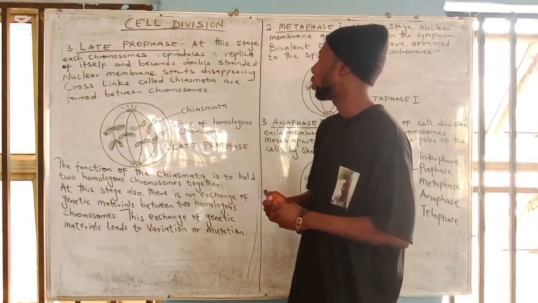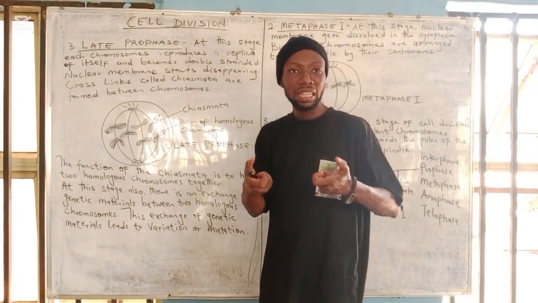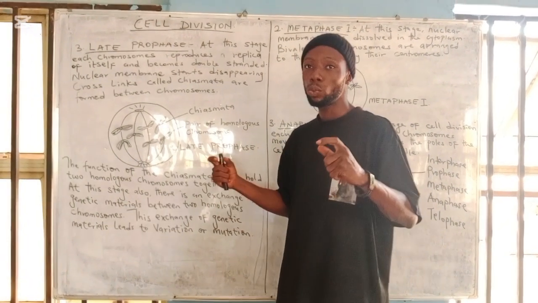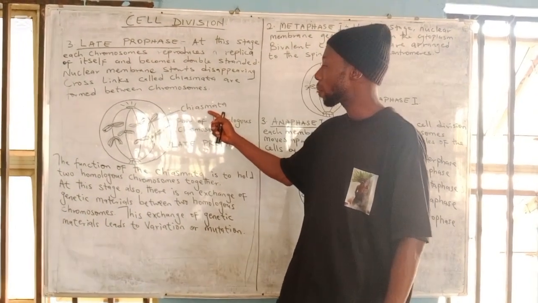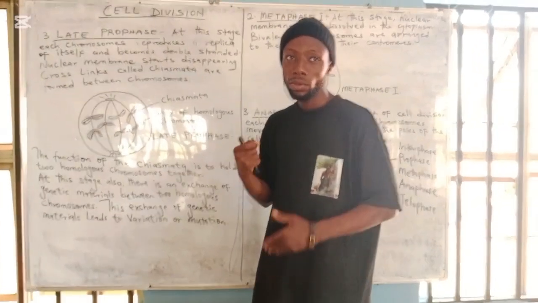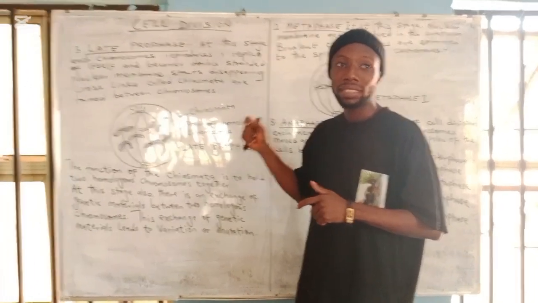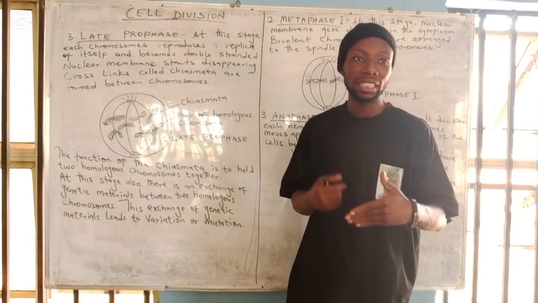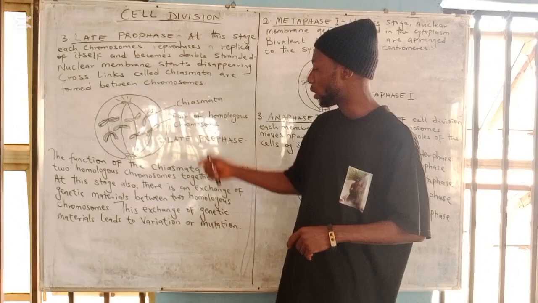This is the late prophase of cell division. Okay, and at this stage, the chromosome will produce a replica of itself, forming a bivalent chromosome, which are held together by shear matter. The shear matter here holds the 2 bivalent chromosomes formed when the chromosome reproduces a replica of itself. And at this stage, we have exchange of genetic materials which lead to variation and mutation.